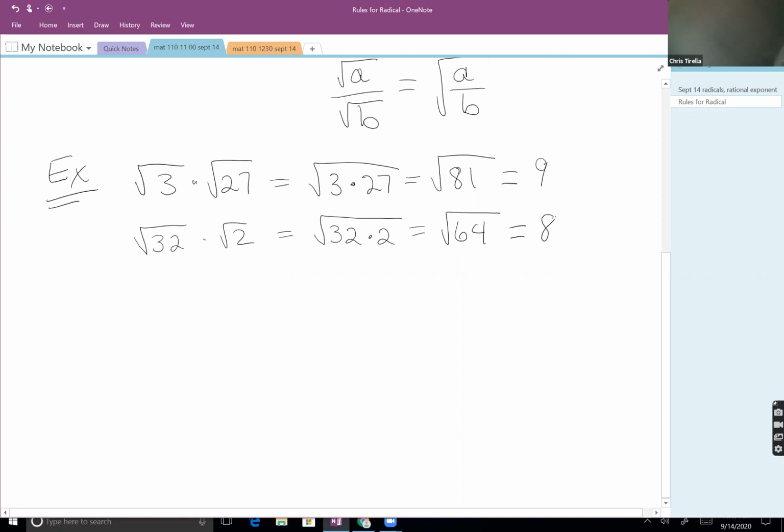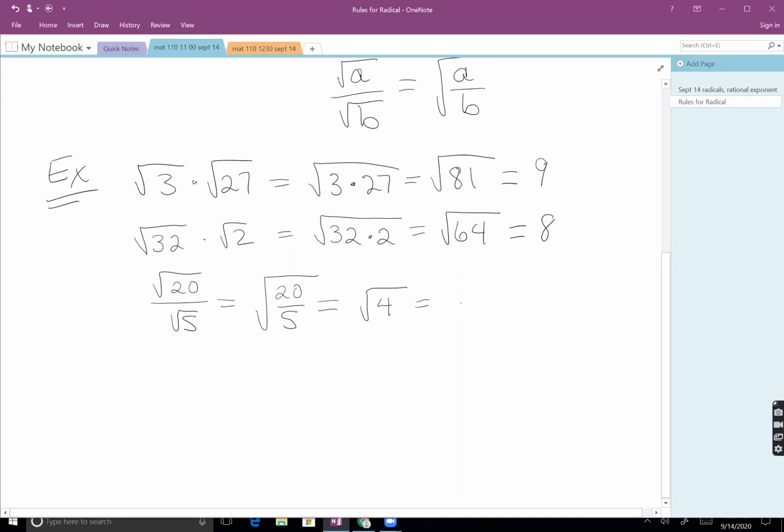Likewise, if I had the square root of 20 over the square root of 5, I can think of that as the square root of 20 over 5. And 20 divided by 5 is? 5. No, 4. And the square root of 4 is 2. So these rules make sense. We're going to use these rules, though, to help us put an expression in simplest form.